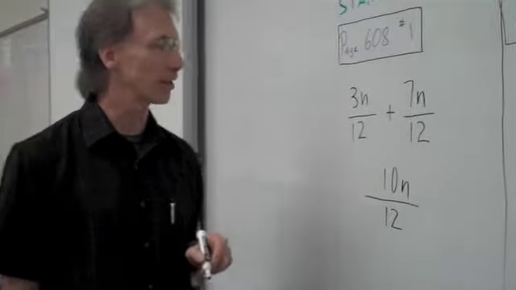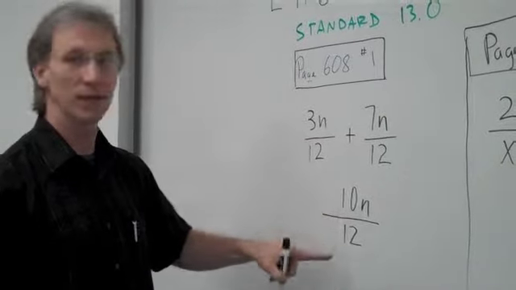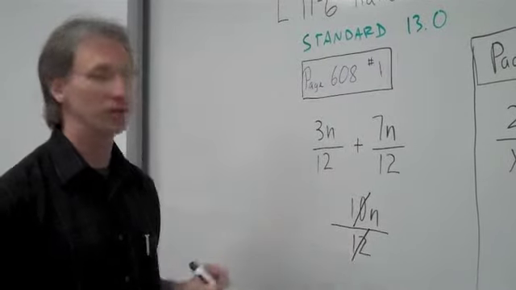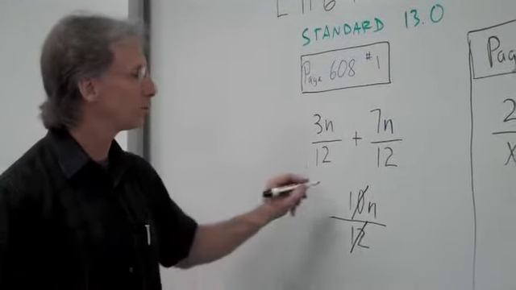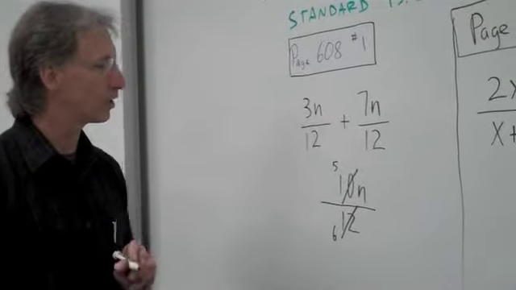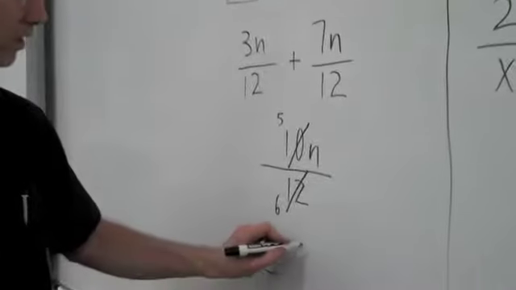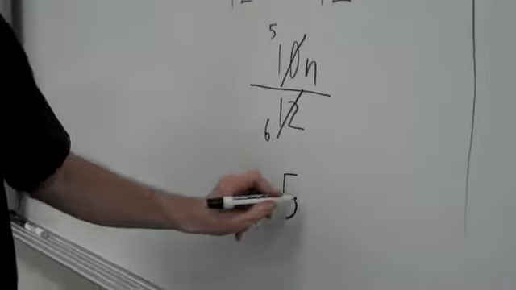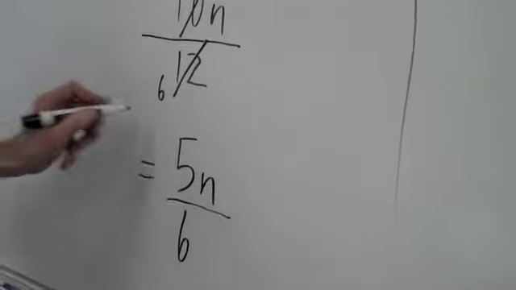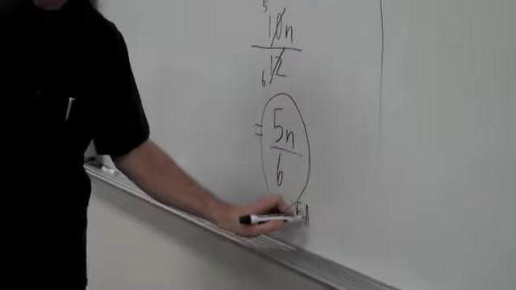You're almost finished there. Here's what you have to do: see if you can reduce anything. So we'll reduce the 10 and the 12 by dividing by 2. When you divide by 2, you get a 5 here, and you get a 6 down here. So to write the final answer, all we have to do is write our 5, keep the n that we had, and it's over 6. And that would be the answer for that, the FA.